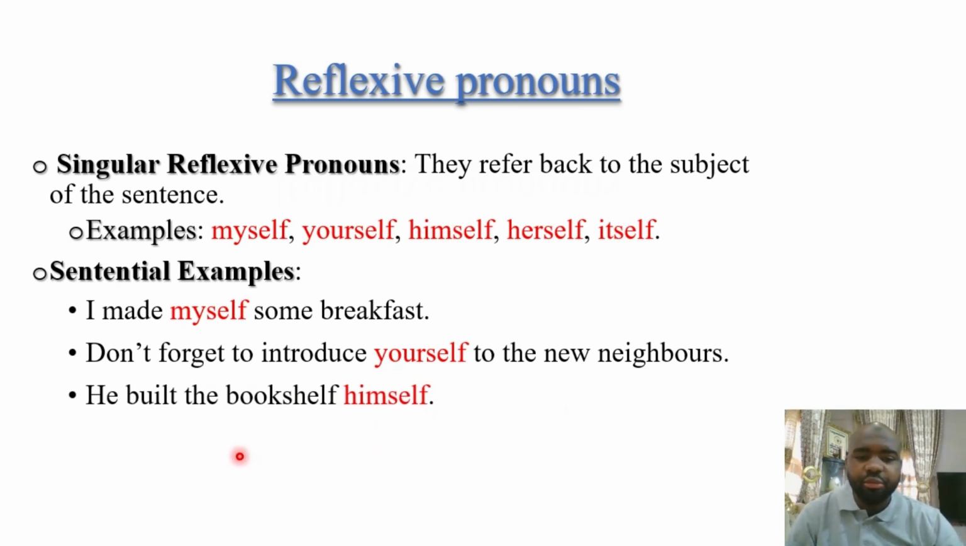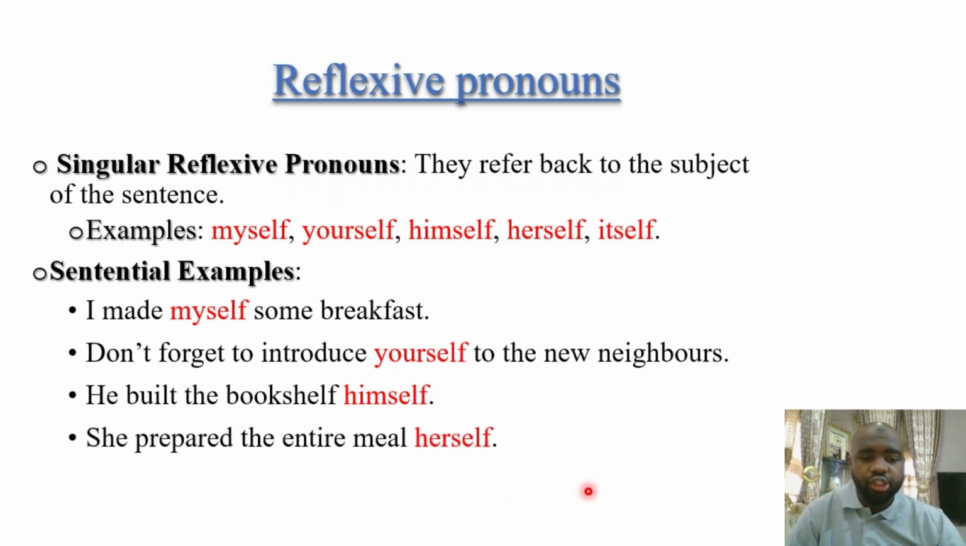He built the bookshelf himself. This himself is also reflecting back to this he. She prepared the entire meal herself. Same thing is happening here. This referring back to this. See? This is it.